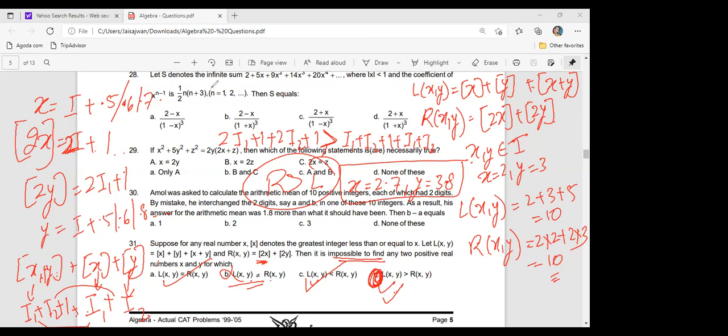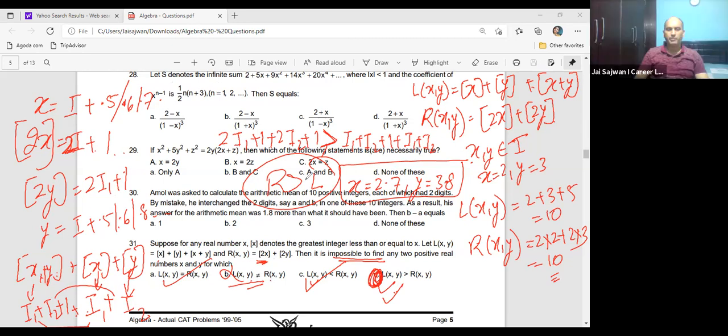When R is coming out to be more than L, do you think that they are coming out to be equal? They are saying that they cannot be equal. Okay, what is impossible? They cannot be also equal. R is more than L will be the same as this one, that they are not equal. Is it clear, Sneha?